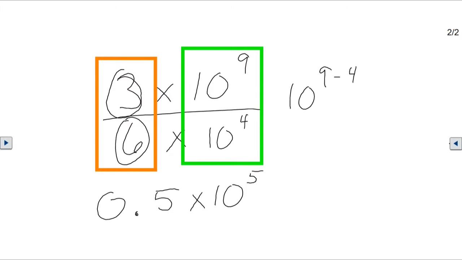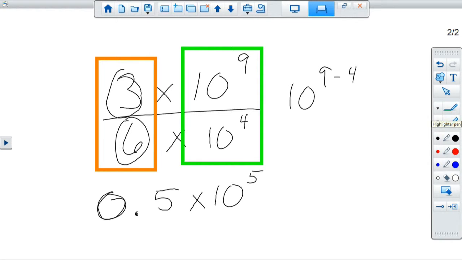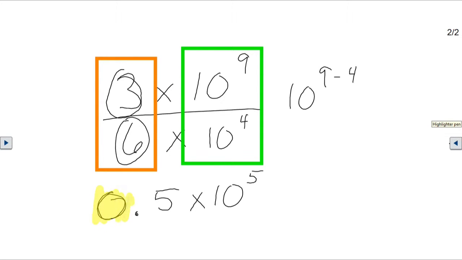Now, what's wrong with that, you're asking? Well, if we take a look, this number is no longer in scientific notation. Again, in scientific notation, that first number has to be at least 1 and less than 10. Right now it's only 0.5. So we have to fix that. Let's look at what we do there, and then we'll look at a pattern that we notice.